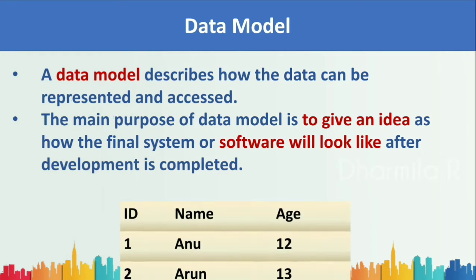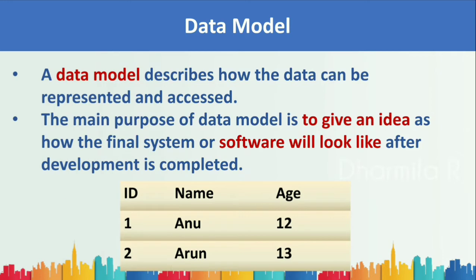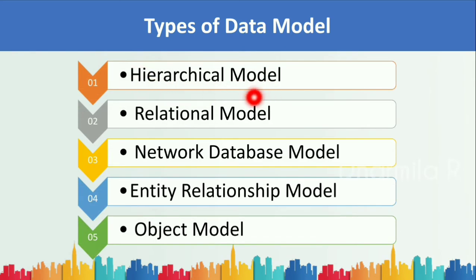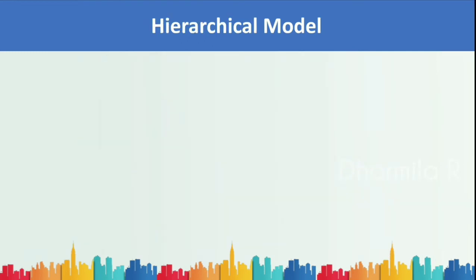All the data will be stored in a table format. So it looks like a table format. We do have rows and we do have columns. So let's see how we are going to store all the data in different models. We do have 5 different types of data model: hierarchical model, relational model, network database model, entity relationship model, and object model. So let's start with the first model, hierarchical model.